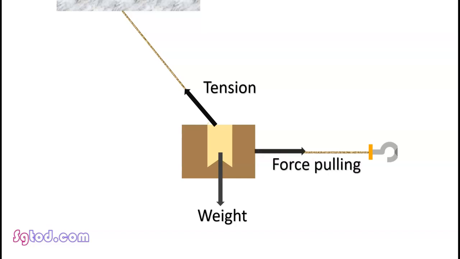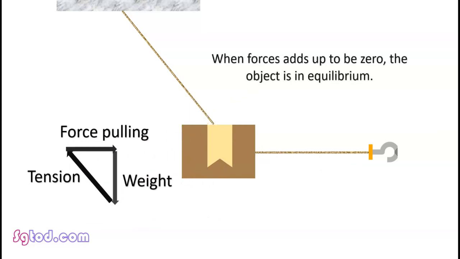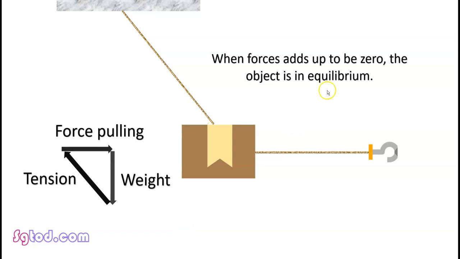When the box is not moving, as shown here, the three forces are in equilibrium. All the three forces will add up to be zero. Notice that these three forces are in a clockwise direction. When forces are in equilibrium, when placed together, they are all pointing in a single direction, clockwise or anti-clockwise. Why is this so?